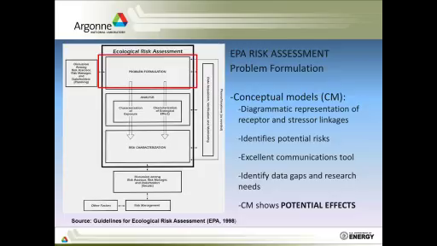I'm going to show you several here in a minute. So it's a very clear visual description of potential environmental risk. The EPA recommends these because they're excellent communication tools because of their visual clarity. Also, they're useful because they identify data gaps and research needs. Also, these conceptual models show potential effects, so basically they show risk hypotheses. In the conceptual models I show in a minute, just because they're showing a potential effect doesn't mean that effect actually exists. But it is something that could potentially happen, and therefore it has to be addressed.